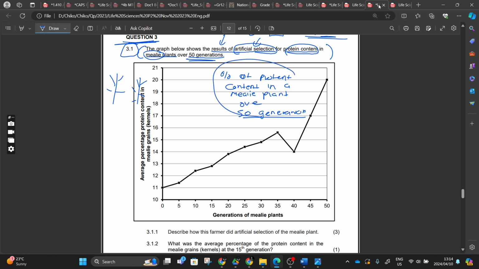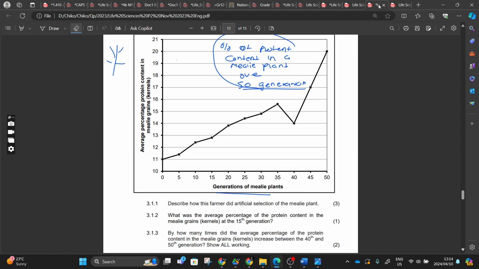Now, back there we used to say protein, you come and say the word that they are using, the protein content versus generation. It's protein content versus generation, right? So now you are going to give a full heading. So let's go to our question and see if we can answer this in less than 5 minutes or so.